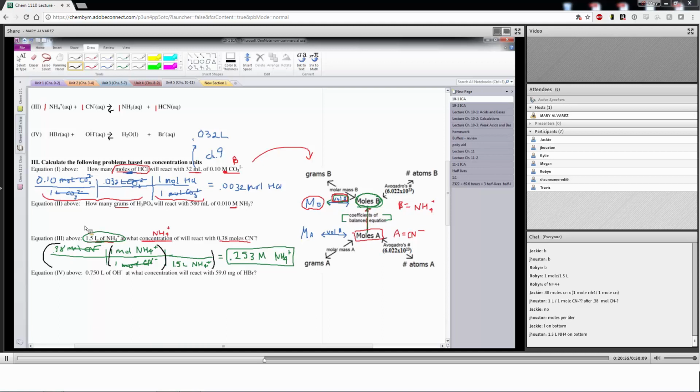Now, these two are essentially the same as these two. Equation 2 is just like equation 1. You just have this extra step of calculating grams once you find moles, right? Equation 4 is just like equation 3, except with this extra step of, instead of starting with moles, we start with milligrams. So I'm adding in this molar mass conversion, but they're identical.